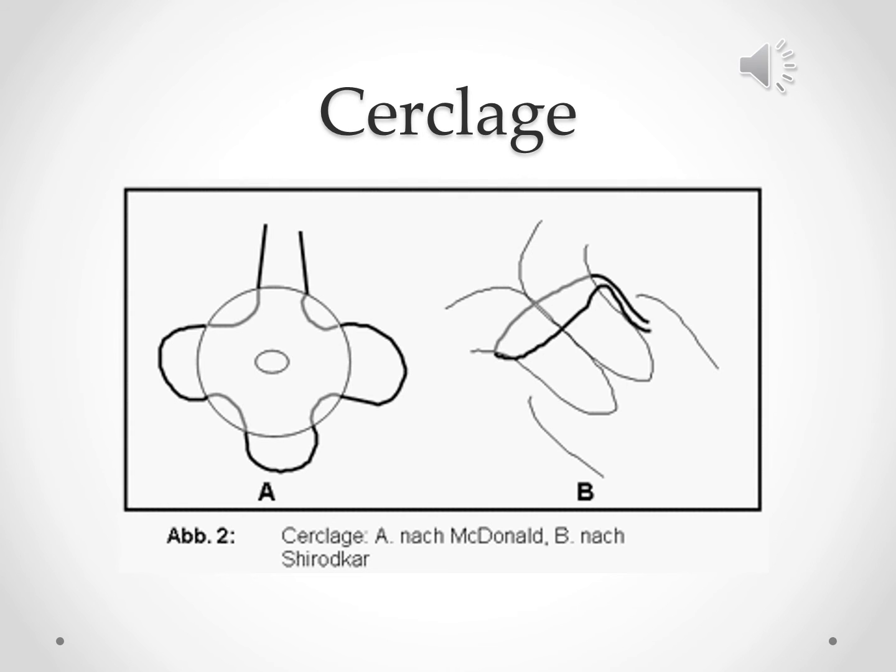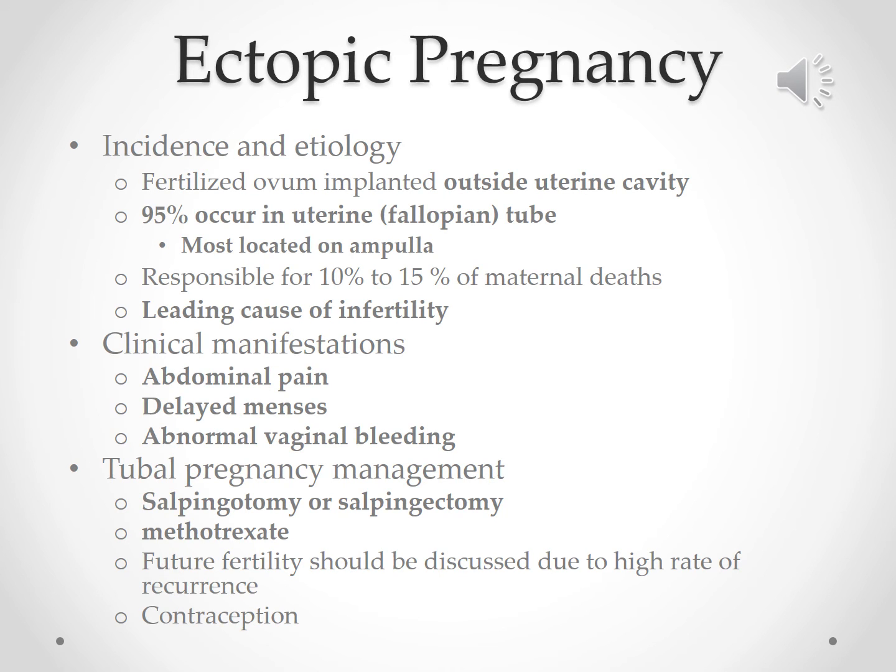All right, so we're going to talk about tubal pregnancies or ectopic pregnancies. This is where your fertilized ovum implants anywhere outside of the uterine cavity. Most commonly it's going to be in the ampulla, and you've got to remember fertilization takes place there, so it kind of makes sense that it could set up there.